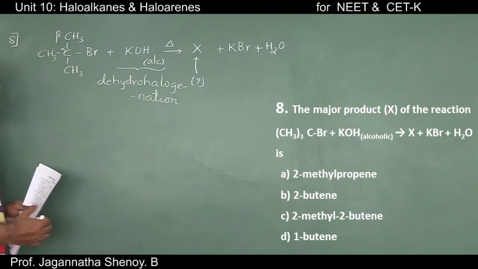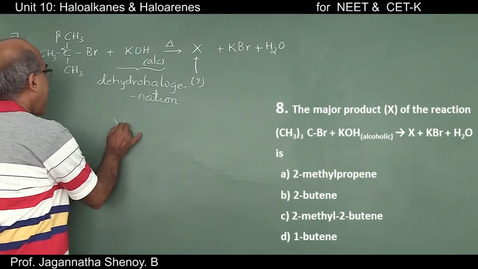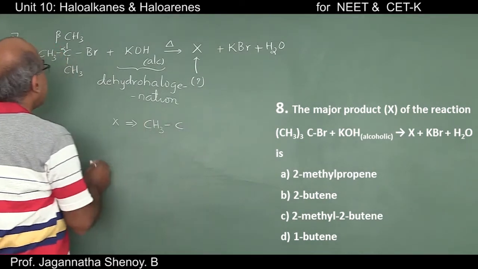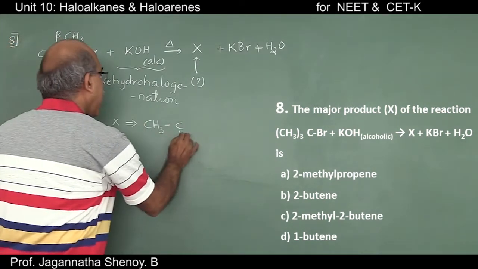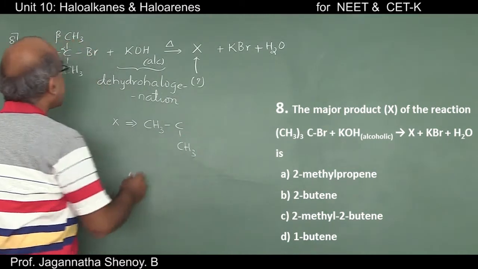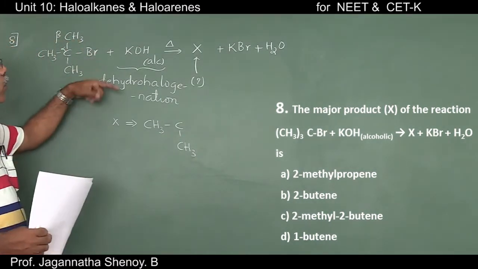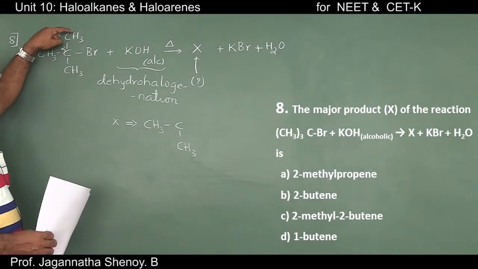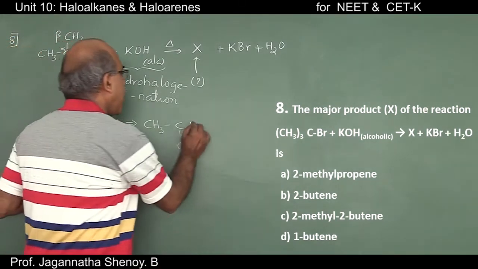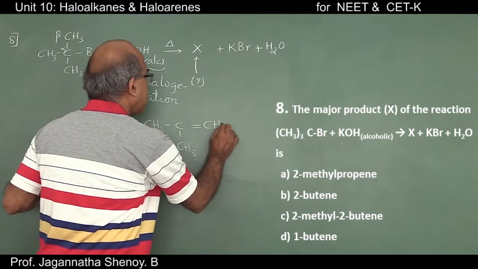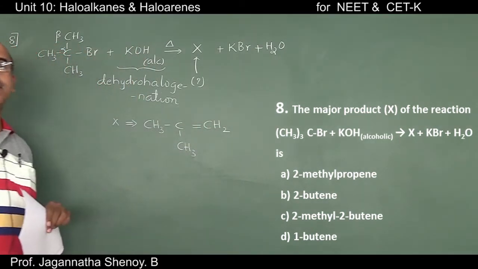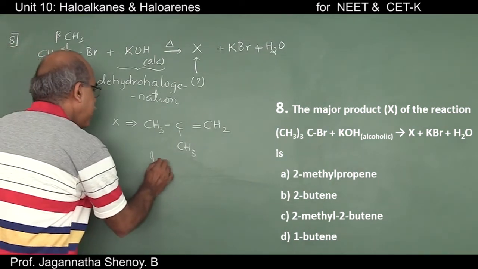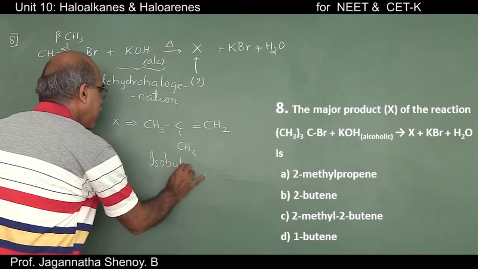So what should be X then? X has to be CH3, single bond C. Here I will have a single bond CH3. Of course, bromine has gone with one hydrogen. What I am left with is C double bond CH2. So I'll write it like this, C double bond CH2. So this should be the major product. The common name of this compound is isobutene.